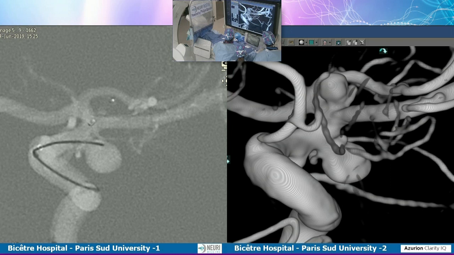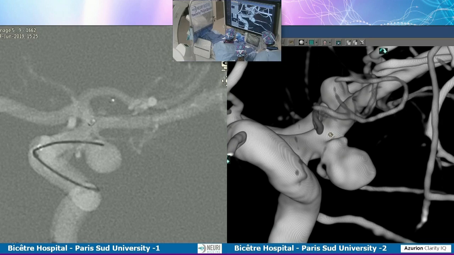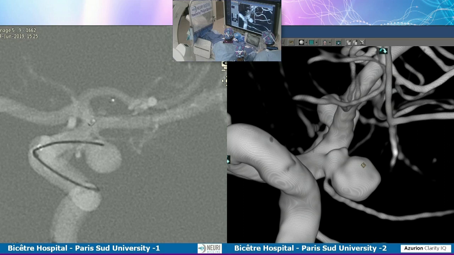We don't have experience using the web, but I'm curious: when you're using the Via catheter into the aneurysm, is it possible to shape the catheter? It is, absolutely. Does it work? Yeah, it works.